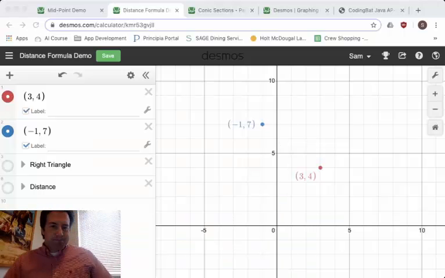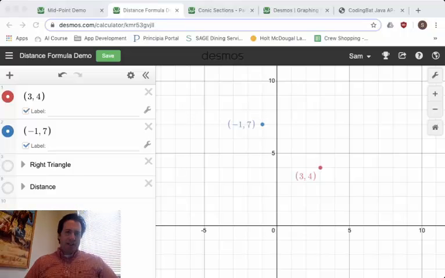On the screen here, I've got on Desmos just 2 points plotted: the point -1, comma 7, and the point 3, comma 4. So what we're going to look at is the distance between those 2 points.